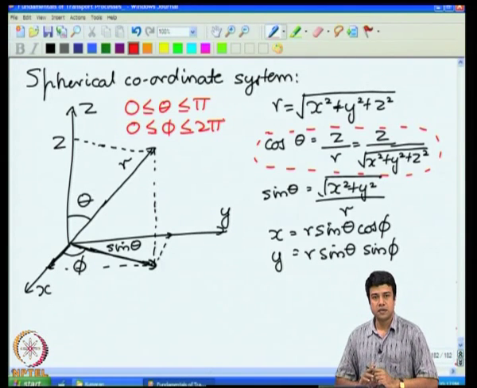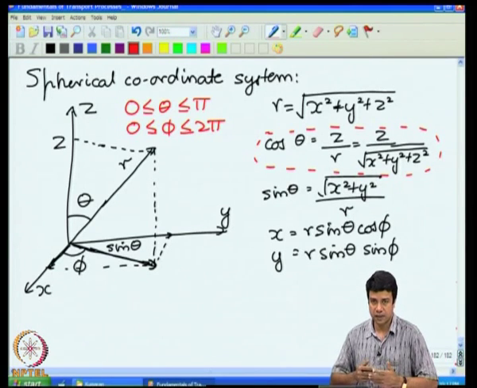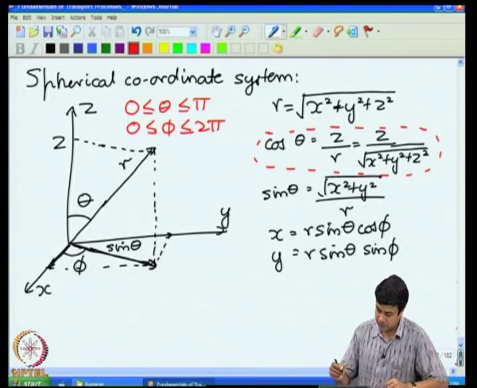Okay. So, within the spherical coordinate system, r is the distance from the center, and can go all the way from 0 at the center itself to infinity. Theta varies from 0 to pi and phi varies from 0 to 2 pi.